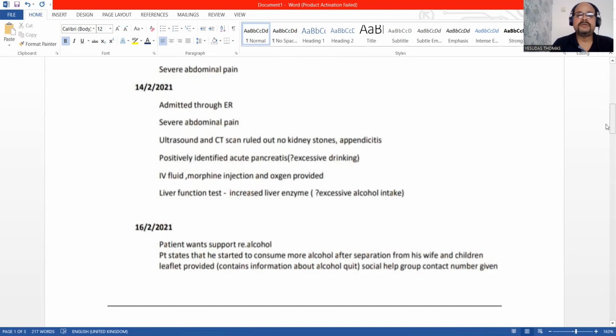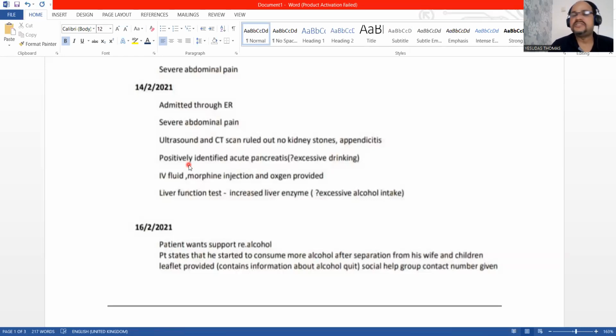Just because the patient complained of abdominal pain, we did some investigations, and there was no evidence of renal calculi or appendicitis or something like that. No abnormalities seen, so it's not needed there. If we need to include this, we need to have some abnormalities. Now, let's go ahead with the next line, that's positively identified acute pancreatitis. I need to say he got admitted on 14th with severe abdominal pain. And the next thing is that positively identified acute pancreatitis.